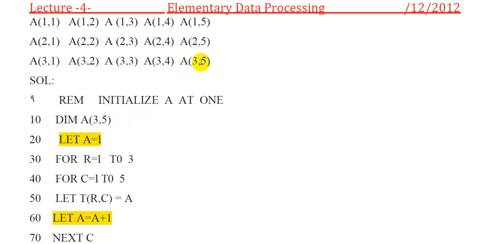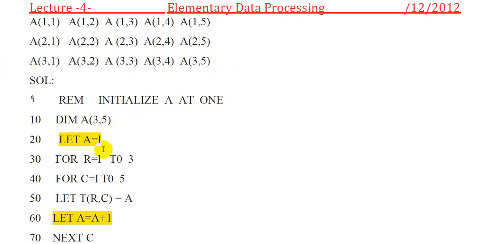A35 lies exactly here in the fifth column and the third row. This is the third row of the array and this is the fifth column of the array. So in this case, the DIM statement will be used exactly here for A35.